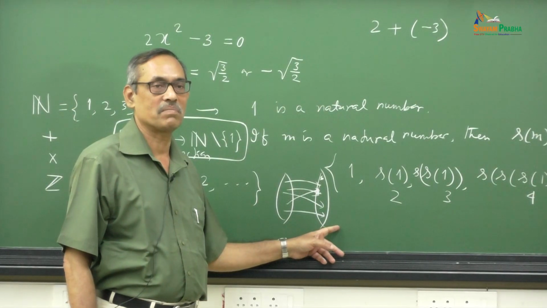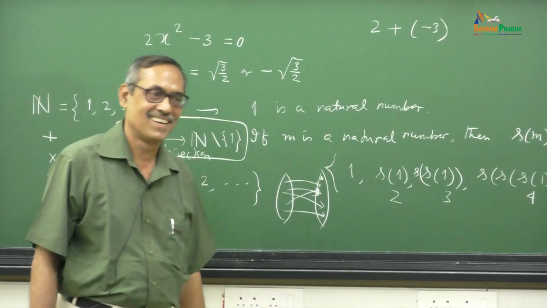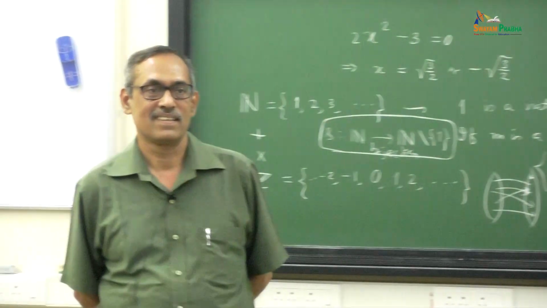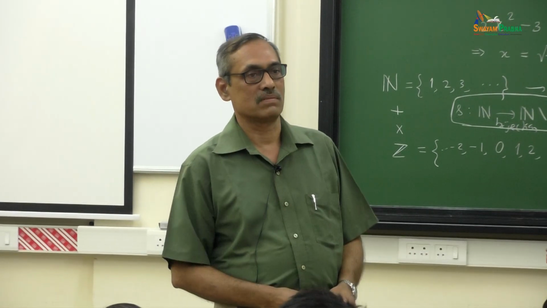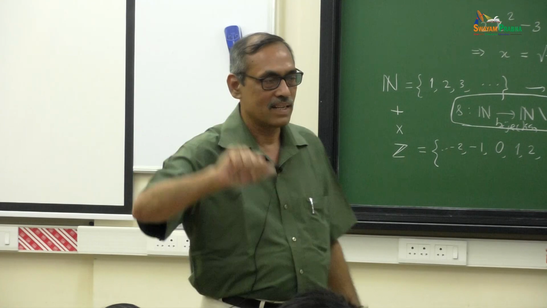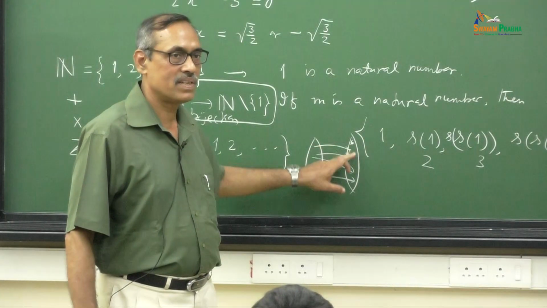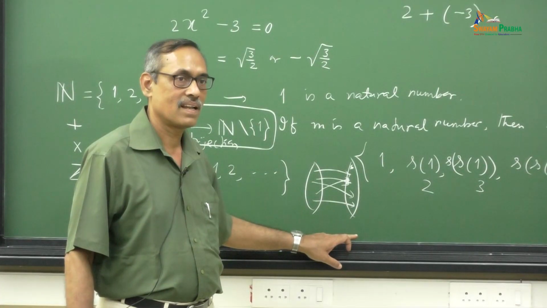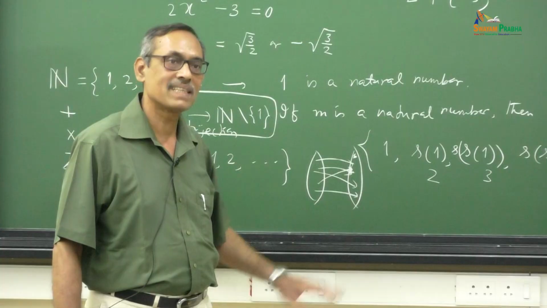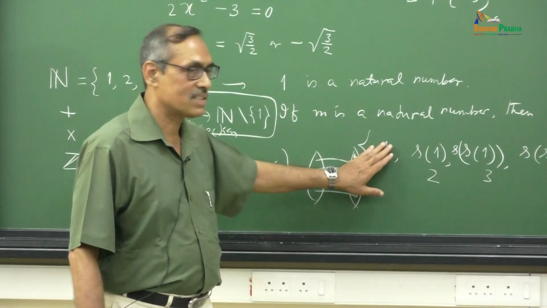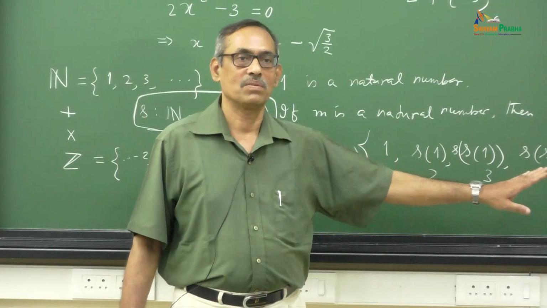Whichever element you take from this, an arrow has gone to it. Right? That is called onto. So this is one-to-one and onto, except that 1 is not there in the image. Everything else is there. Everything is S of something except 1. So 1 is not there. That's all. So it is onto.